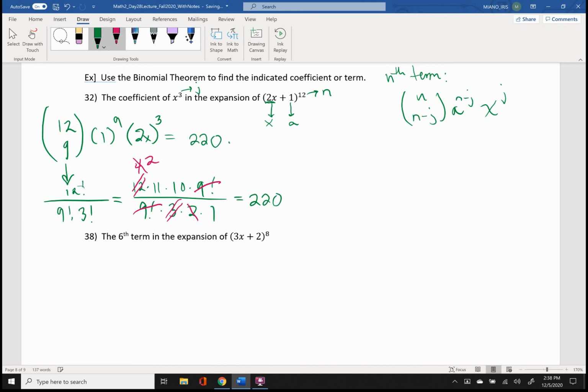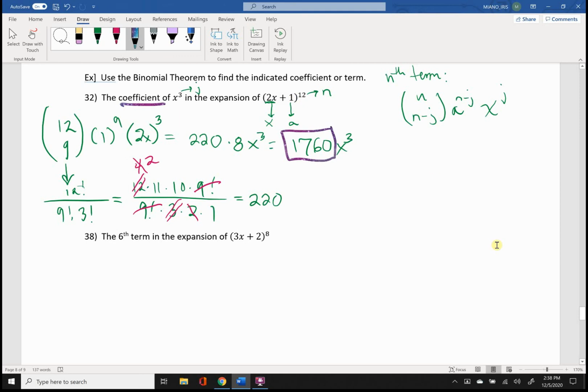Times 1 to the 9th power is just a 1, but (2x) to the 3rd power is 8x to the 3rd. So 220 times 8 is 1,760 x to the 3rd, but we were just asked for the coefficient, right? So the only thing I'm actually going to report for my final answer is the 1,760. Okay, so that was easy enough because the scenario that was outlined fit beautifully with the formula that was given.